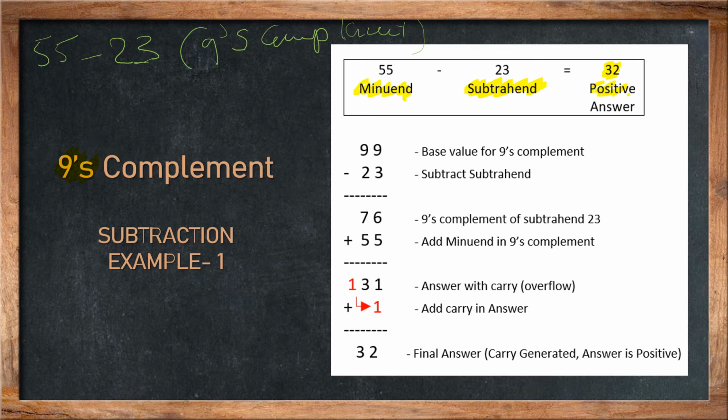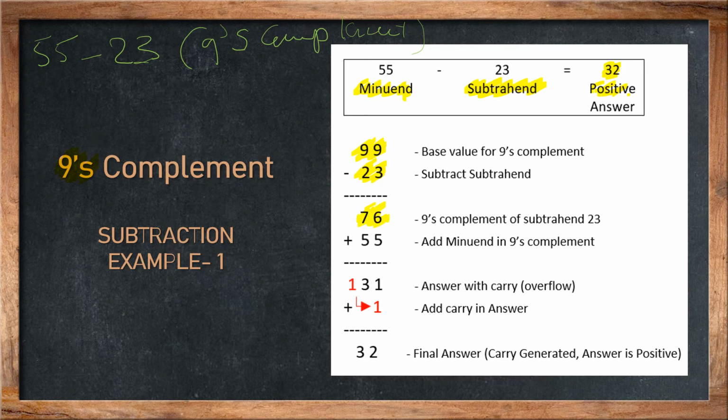The very first rule says find the 9's complement for the subtrahend. That is my first rule. So how do we find the 9's complement of any number? Simply take 99 minus 23. The base value for 9's complement is 99. Then subtract the subtrahend, which is 23. And what would be the answer? My answer would be 76.